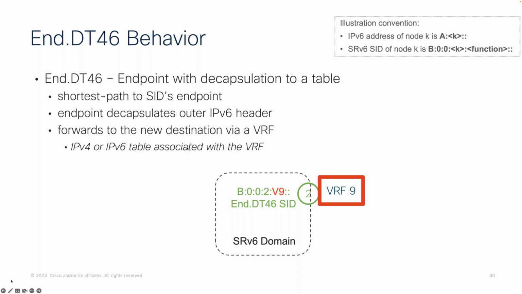V9 simply to say that this is an End.DT46 SID associated with VRF9. Okay, so what do we do when we receive a packet destined to that SID? Again, it follows the shortest path to the endpoint. In the nomenclature for this End.DT, D says it's decapsulating. So we're going to decapsulate the outer IPv6 header, and we're going to forward that packet to a new destination via a VRF, right? And in this case, VRF9. And we're going to use either the v4 or v6 table associated with the VRF, depending on what the next header is in the IPv6 extension header list. If you remember, we have an IPv6 header, we have an SRH potentially as our next header, and then we have whatever the payload is. In this case, the payload would be a v4 or v6 next header type.